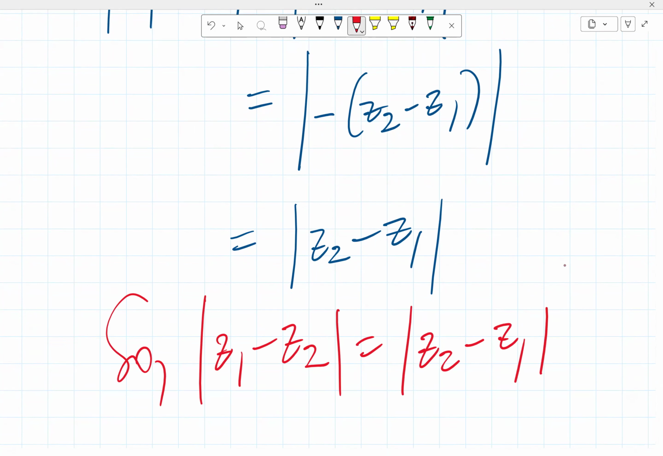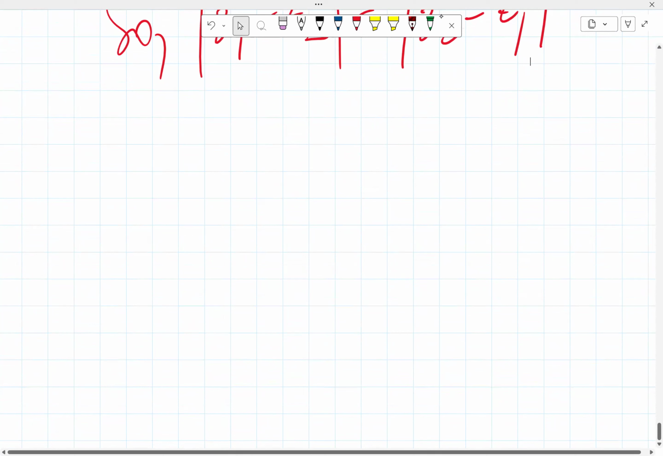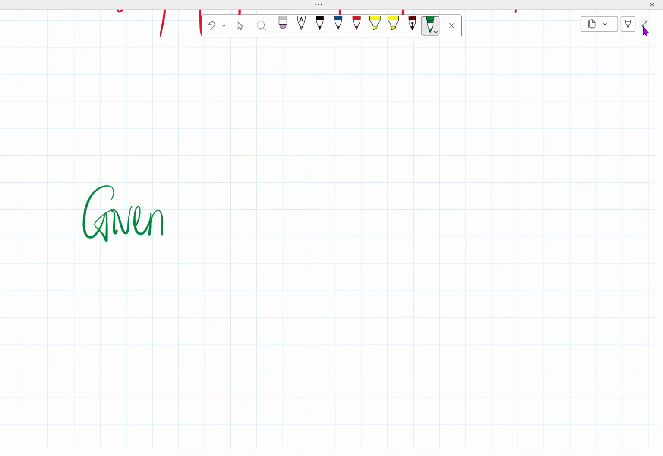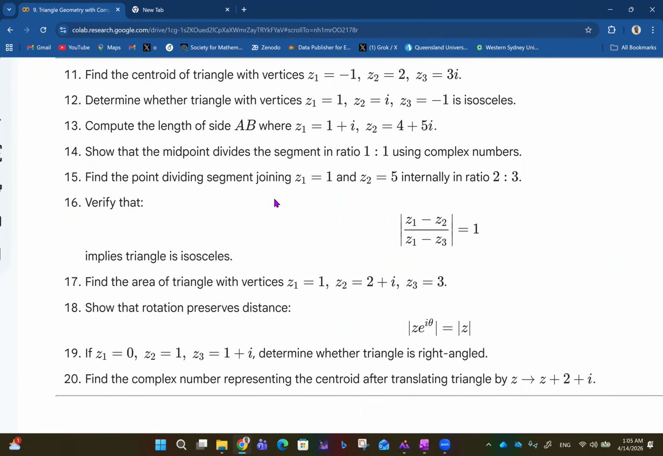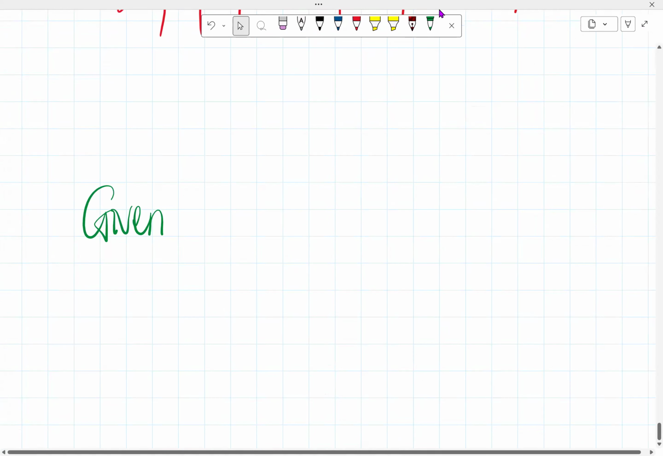Easy peasy. So the next question is question 16 in this new case. We want to verify that the absolute value of Z1 minus Z2 all over the absolute value of Z1 minus Z3, the absolute value of everything, is equal to 1, implies the triangle is isosceles. Isosceles means that two of the sides are equal. So if you can prove that two sides are equal, then we are good.